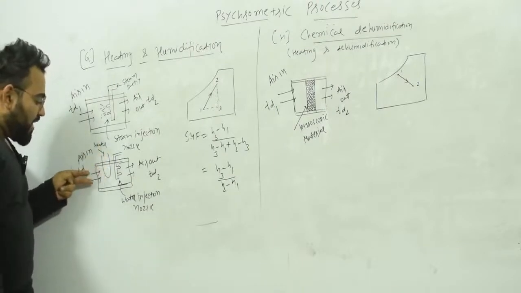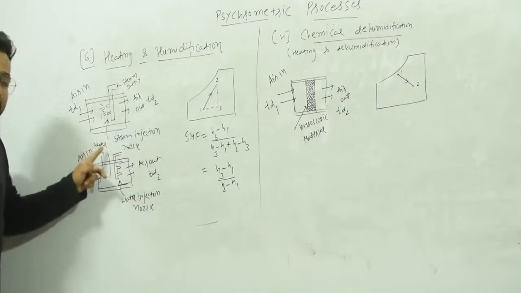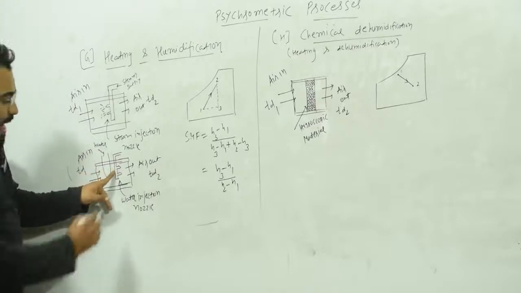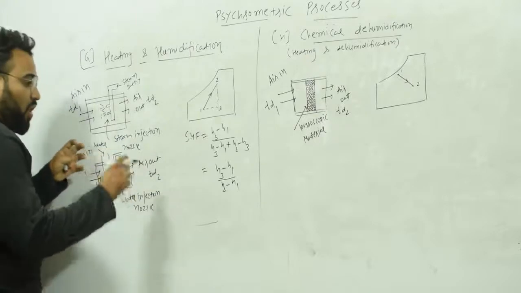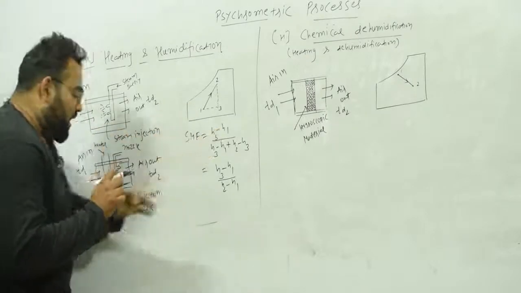So it is entering with dry bulb temperature TD1. First, you will apply the heating. So first, you have over here the heater. What is happening? Only the heating of the air is going to happen. After that, the water injector is over here. So you throw the water into the heated air.